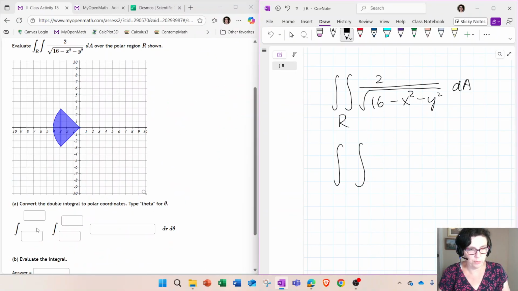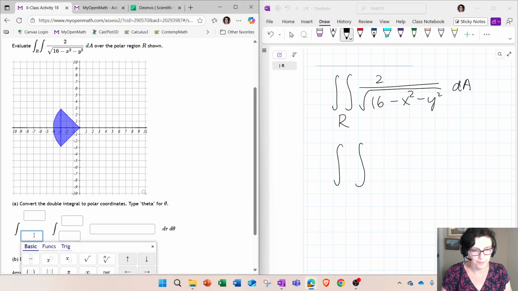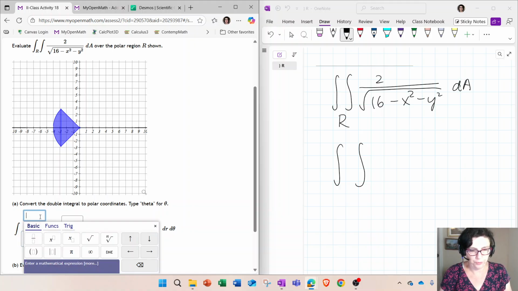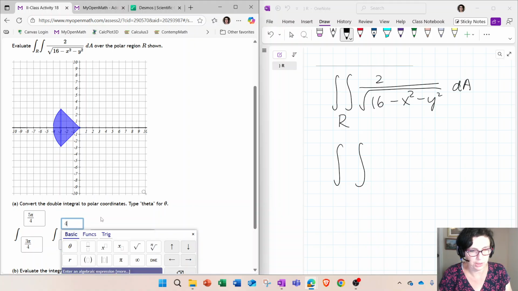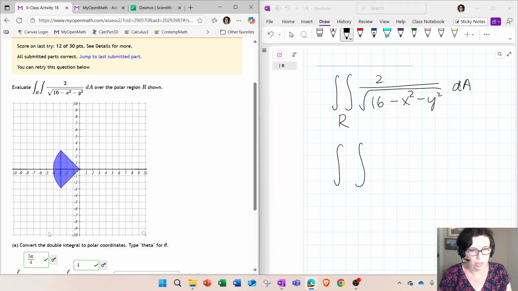So the theta should be outside. So that should be 3 pi over 4 to 5 pi over 4. And the radius looks like it's 0 to 4. So remember that I assume that r is positive. So let's just check that. And then let's go ahead and see if we can switch to polar in our integrand.